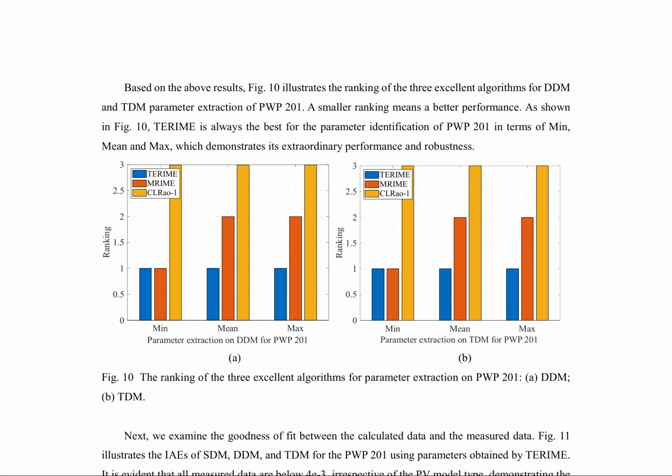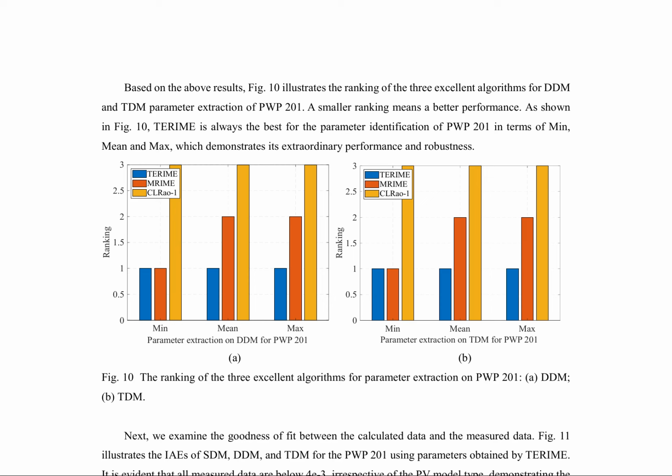The comparative analysis on the 19th page of the research paper evaluates the performance of three algorithms, TERIME, MRIME, and CL-RAO1, in extracting parameters for photovoltaic PV cells using the double-diode model, DDM, and triple-diode model, TDM. The primary objective is to assess their ability to identify parameters of a specific PV cell, PWP 201. Figure 10 illustrates the ranking of these algorithms based on their performance metrics, such as minimum, mean, and maximum errors.